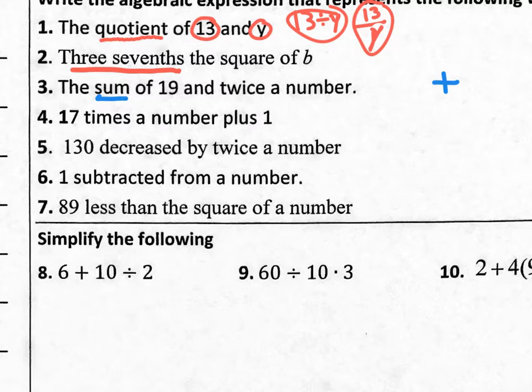Now, what are we adding? We're not switching anything. We're adding 19 and we're adding twice a number. If you think about what twice a number is, if I say what's twice your age, I'm going to say 2 times your age. So twice a number is really 2 times x. And you don't even need the multiplication sign. So that's the correct answer for number 3. I hope everybody's with me.